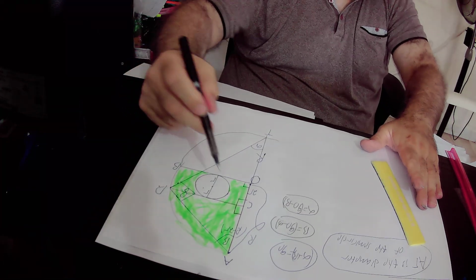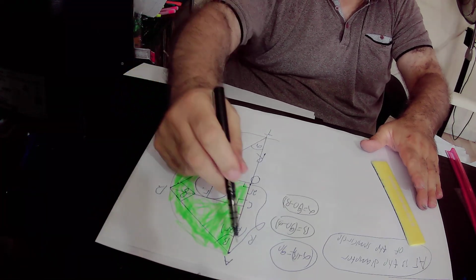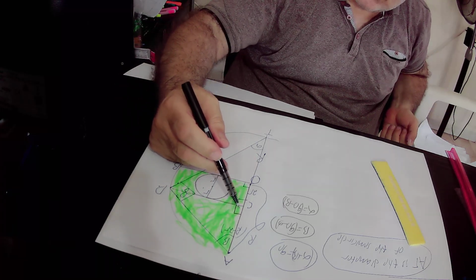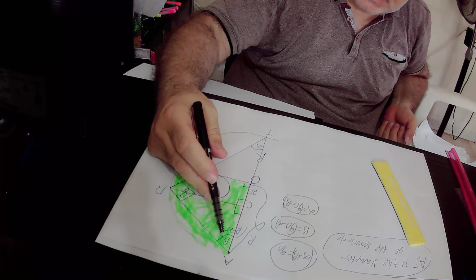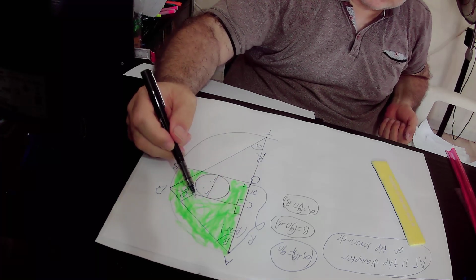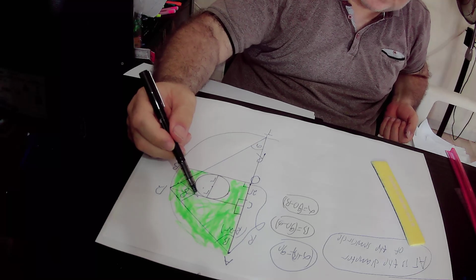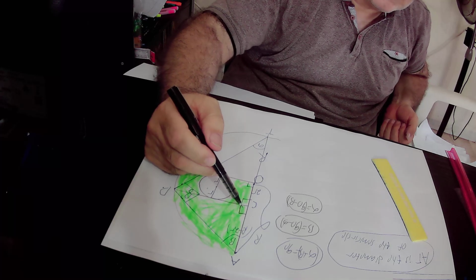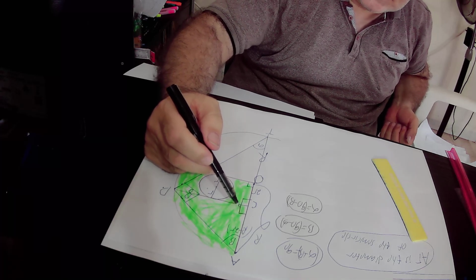We focus on the right green triangle, triangle ACD. This angle equals 90 degrees. This angle equals beta, therefore the third angle must be equal to 90 degrees minus beta. Why? Because 90 degrees minus beta plus beta is 90 degrees, and 90 degrees plus 90 degrees is 180 degrees. It is the sum of the angles in any triangle.